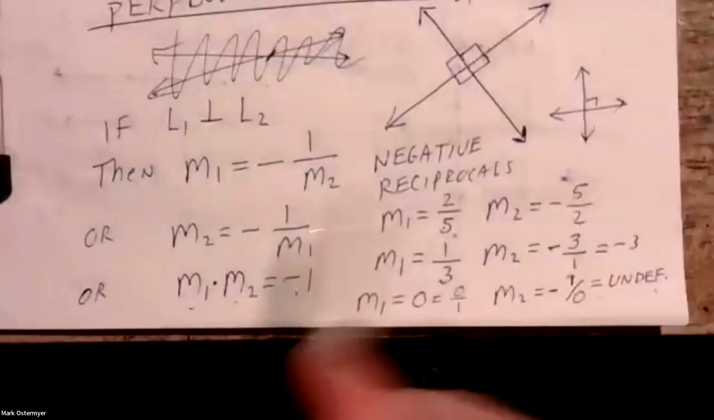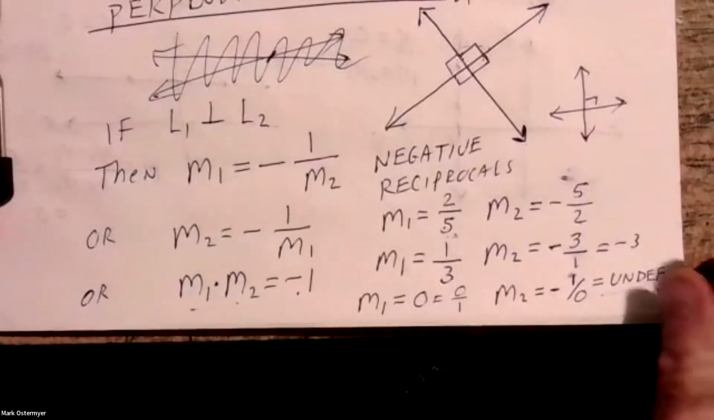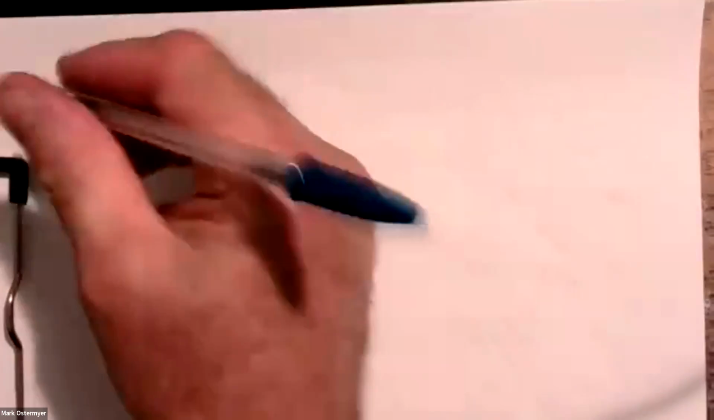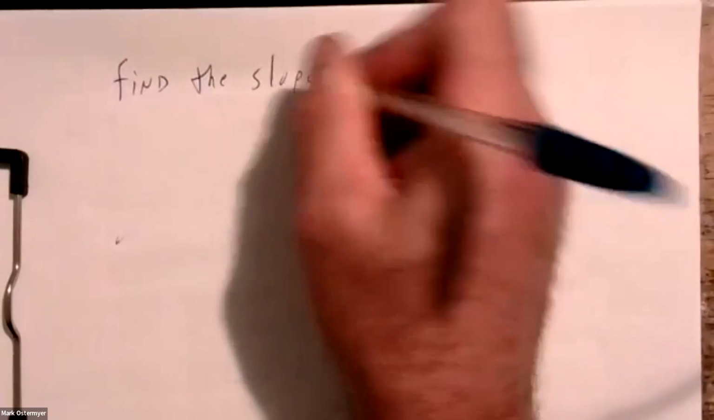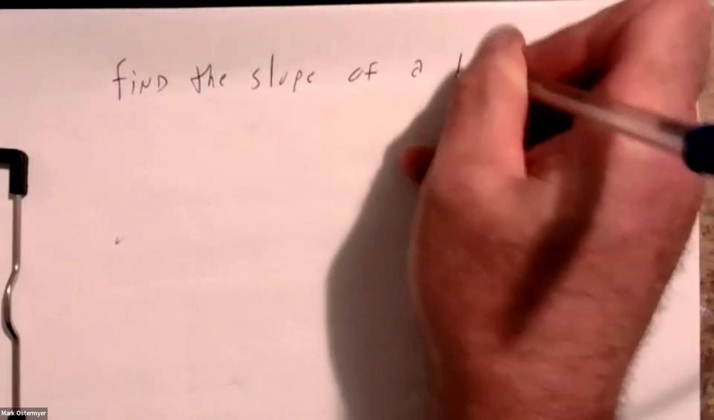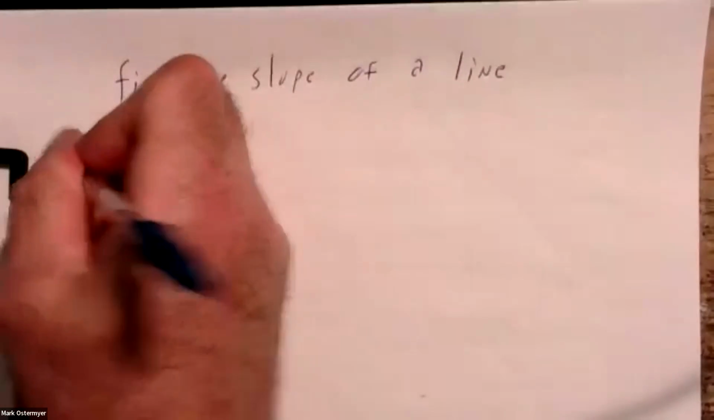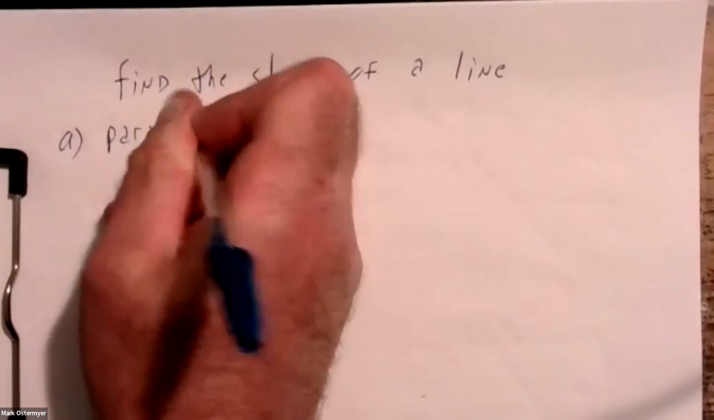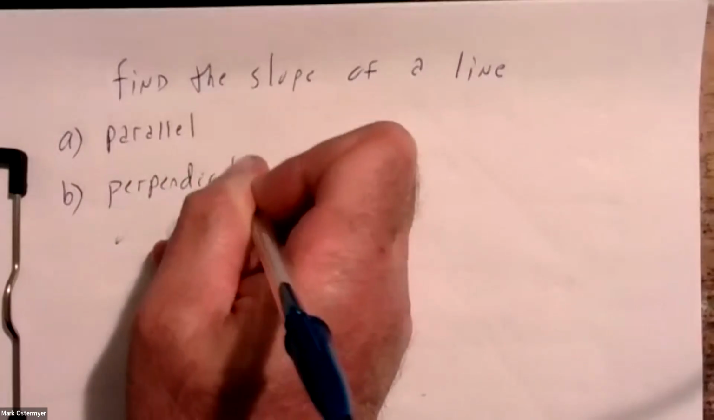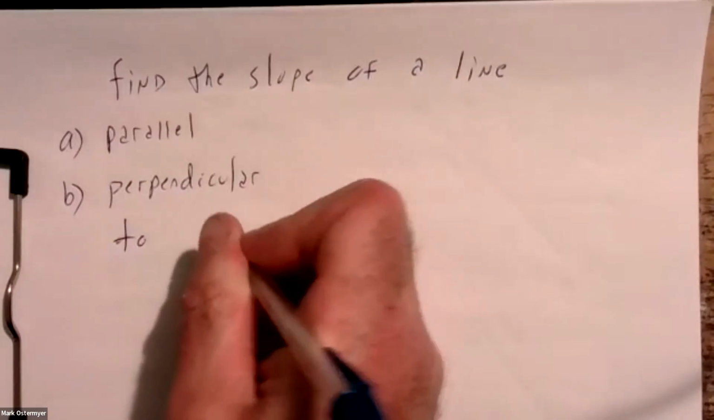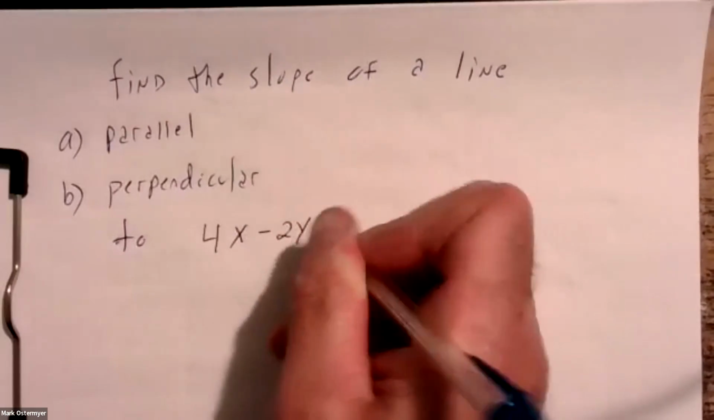All right, so to recap, parallel lines have equal slopes. Perpendicular lines always have negative reciprocal slopes. Okay, so here we go. Here's a problem. Find the slope of a line A parallel and B perpendicular to the linear equation 4x minus 2y equals 10.